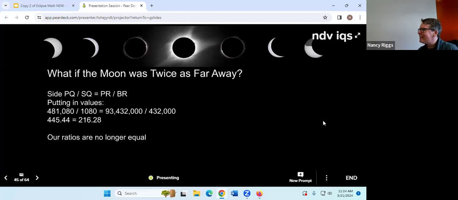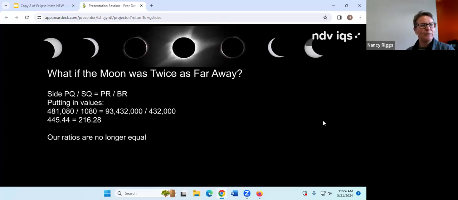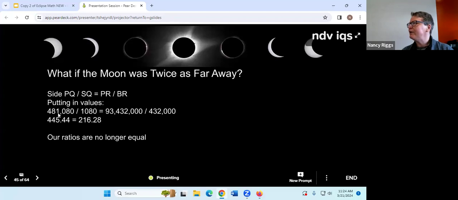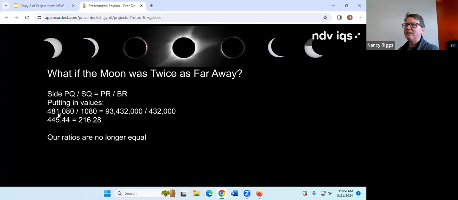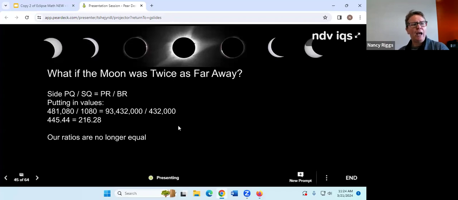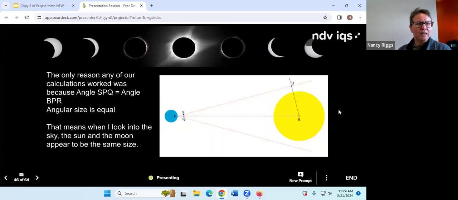So let's take that same computation we did earlier and put in some of our numbers. These three numbers are all the same, but now I'm putting in my new value here. And again, that first value is the distance from me here on Earth to the center of the moon. And as you can see, we are definitely not getting the same number anymore. So basically, what's going on here?